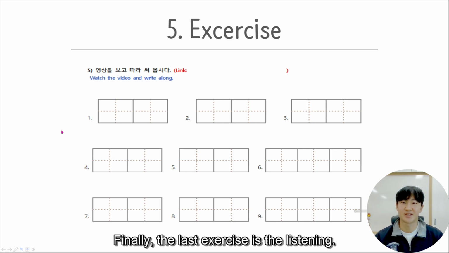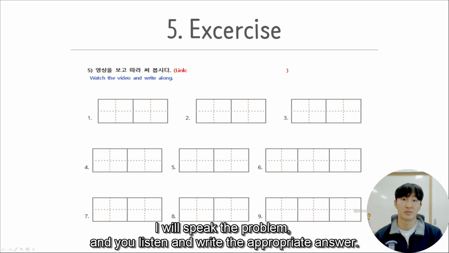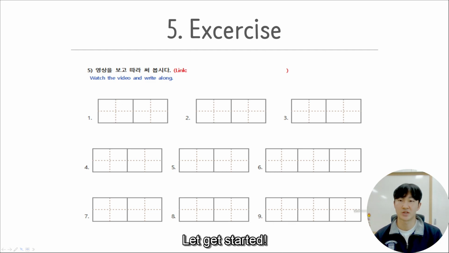Finally, the last exercise is the listening. I will speak the problem and you listen and write the appropriate answer. Let's get started. Number 1, 버스. Number 2, 나무. Number 3, 다리.